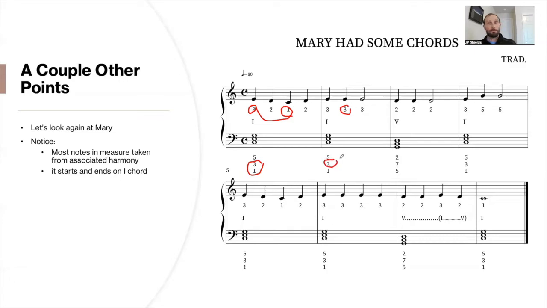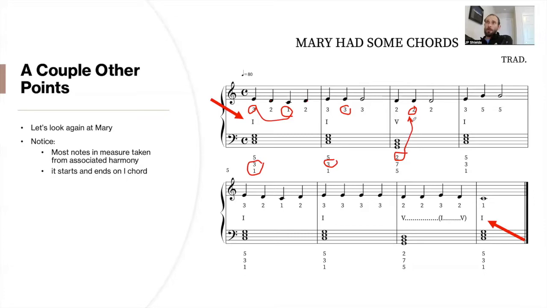3, 3. If you remember, these are passing notes, the 2 and the 2. But 2 here, all of a sudden, is the fifth of the 5 chord. And on it goes. The predominant notes, or the ones falling on the strong beat, or that make up the majority of the measure, are associated with the chord. Cool. Well, what else? Well, it also starts and ends on a 1 chord.